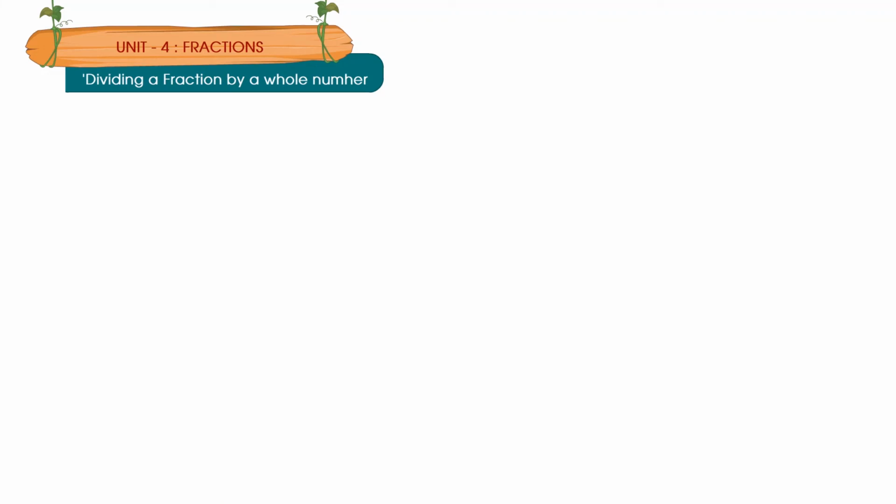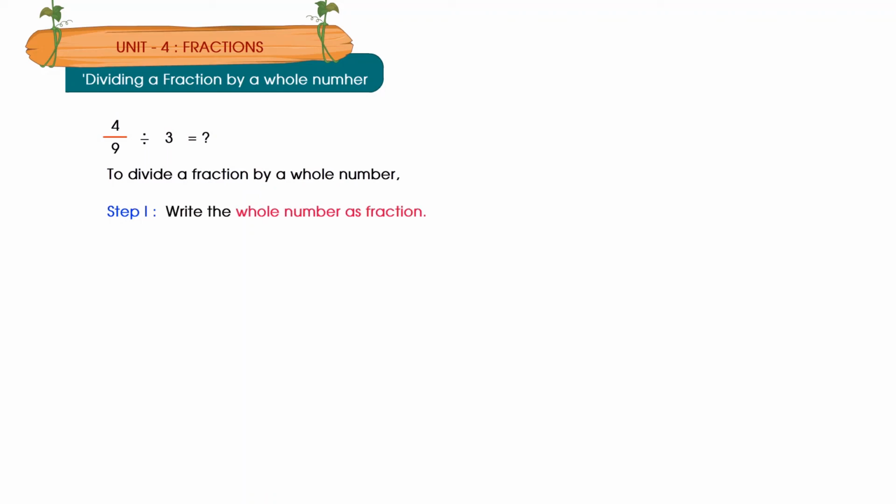Dividing a fraction by a whole number. 4/9 ÷ 3, how much? To divide a fraction by a whole number, step 1. Write the whole number as a fraction. 4/9 ÷ 3/1. Step 2. Find the MI of the divisor. MI of 3/1 is 1/3.